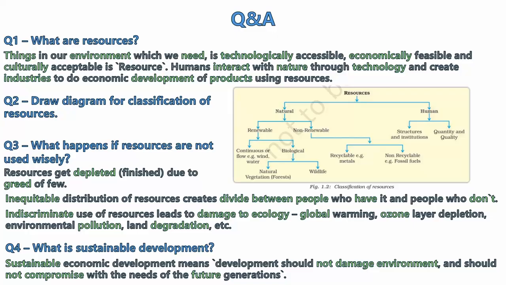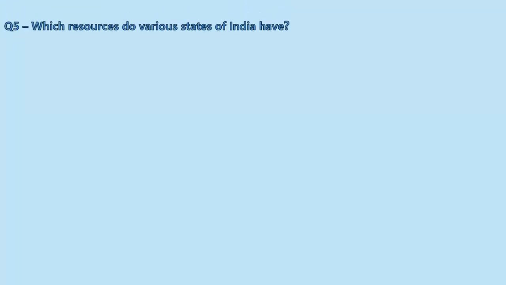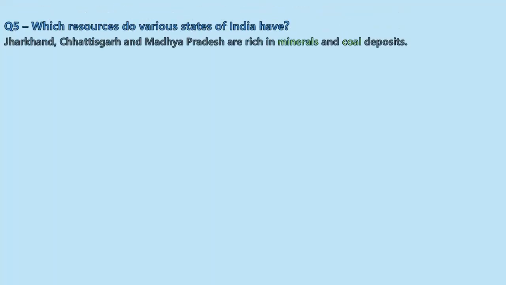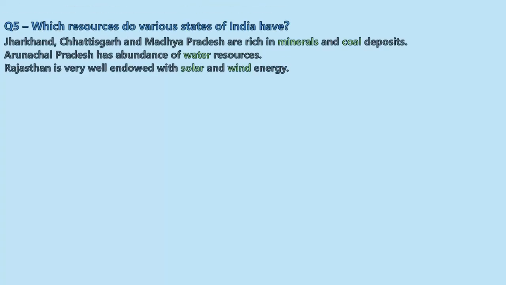Okay, so that is what we mean by sustainable development. Sustainable economic development means we should not damage the environment and we should not compromise the needs of future generations. Which resources do various states in India have? See, Jharkhand, Chhattisgarh, Madhya Pradesh are rich in minerals and coal deposits. Arunachal Pradesh has an abundance of water resources.